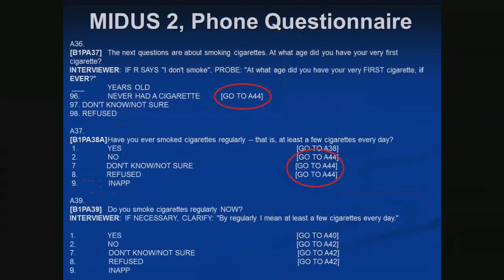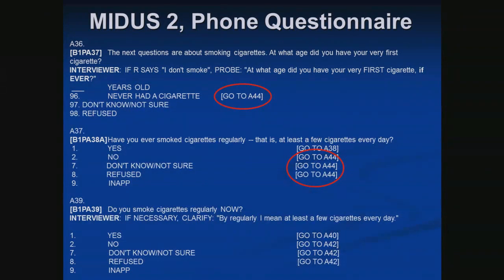So how do I figure out the parent question? Well, I go back to the phone questionnaire, the actual questionnaire, which is in the documentation. I go back to my B1PA 39, and lo and behold, there are a couple of questions beforehand. The top question, which begins the smoking section, asks: at what age did you have your very first cigarette? If they say the age, fine; otherwise they say, I never had a cigarette, and they jump down, skipping the whole smoking section. The second question: have you ever smoked cigarettes regularly? If they say any form of no, don't know, or refuse, they jump down. Now, I want these people back, but I don't want the don't know, refuse people.